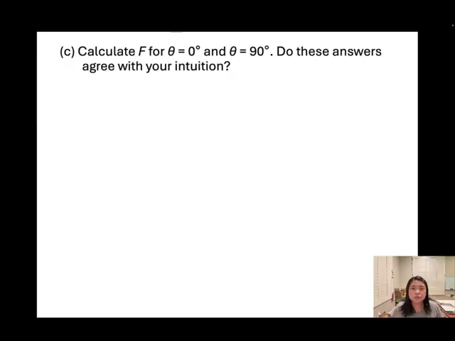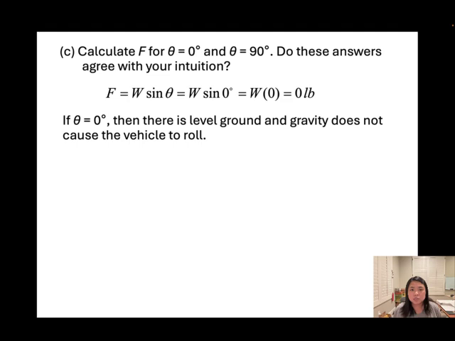C. Calculate F for theta equal to 0 degrees and theta equal to 90 degrees. Do these answers agree with your intuition? Okay, we're going to try 0 degrees. You use this formula. Sine 0 equals 0, so that's 0 pounds. So if theta equals 0, there is level ground and gravity does not cause the vehicle to roll. Makes sense, right? How about when theta is equal to 90?